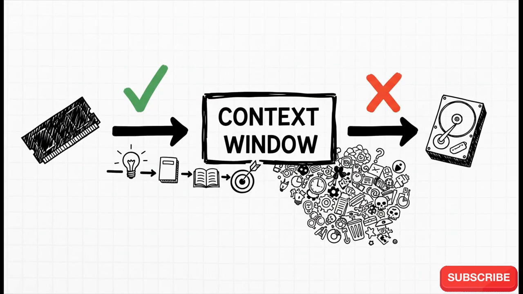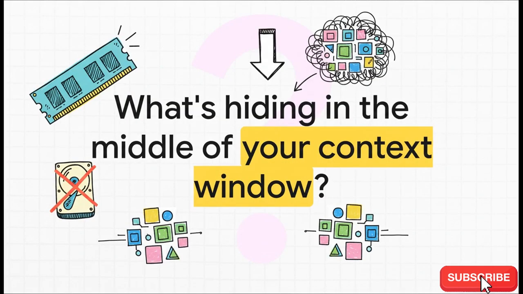I think this is the best analogy for it. You need to start treating your context window like your computer's RAM, not like its hard drive. It is not meant for long-term storage, it's for the immediate task at hand. Keep it clean, keep it focused, and I promise you, you will see a huge improvement in your results. So the next time you fire up your AI assistant and start working, just ask yourself this one question. What's hiding in the middle of my context window? Because the answer to that question, well, that might just be the key to unlocking what these tools can really do.